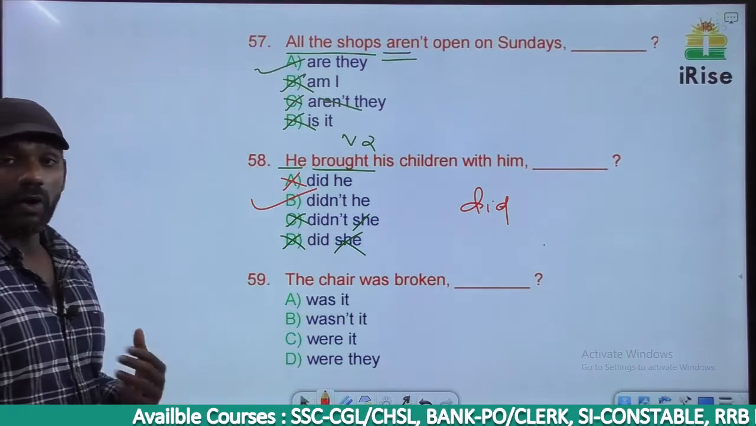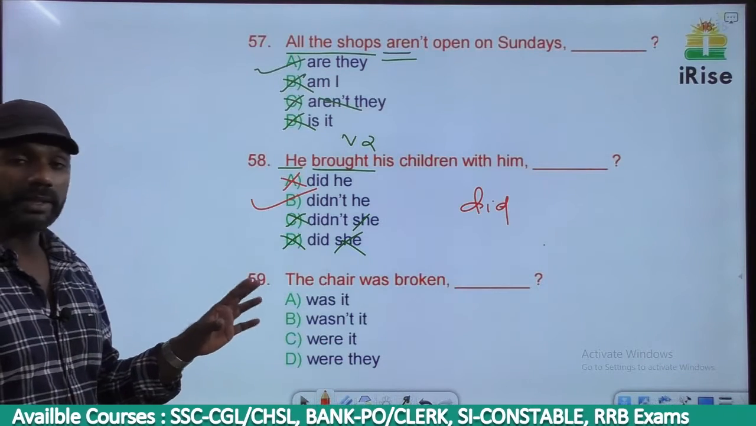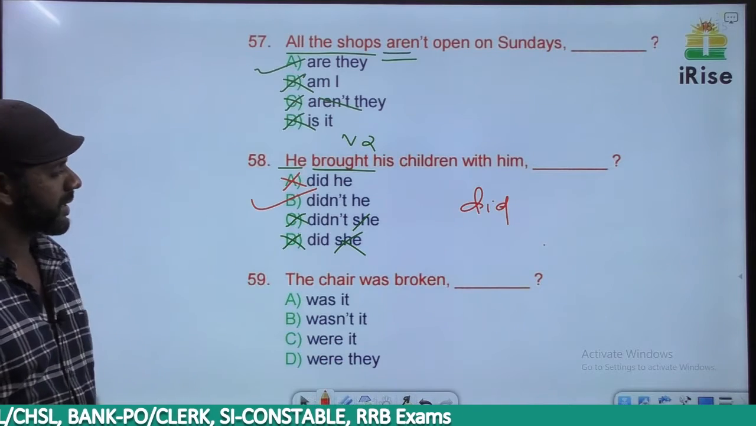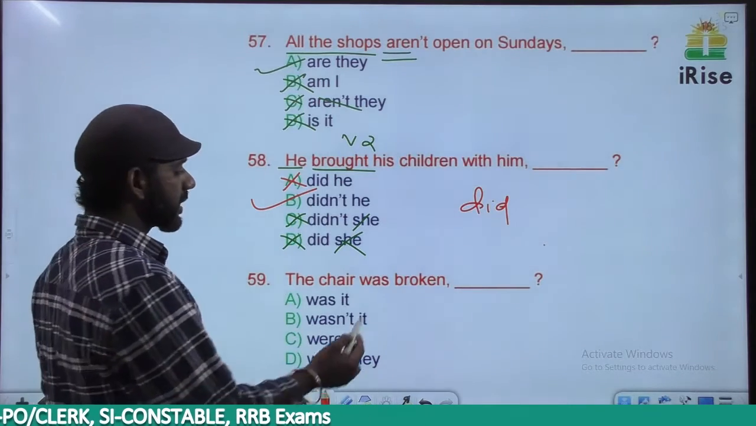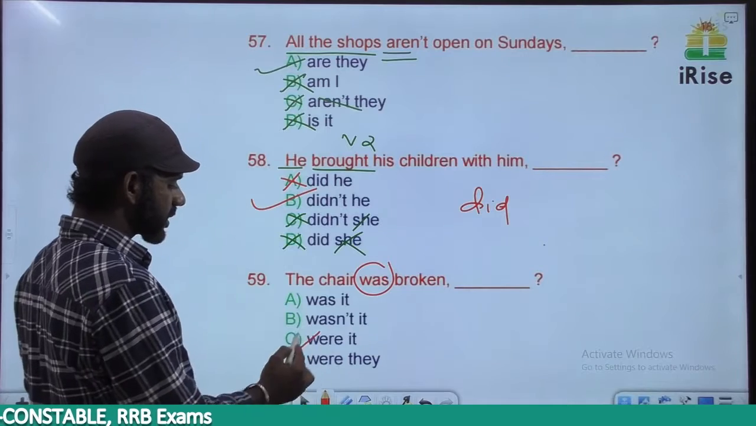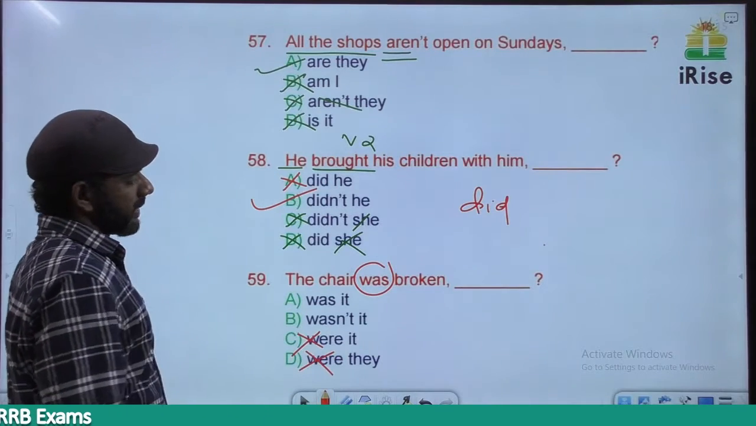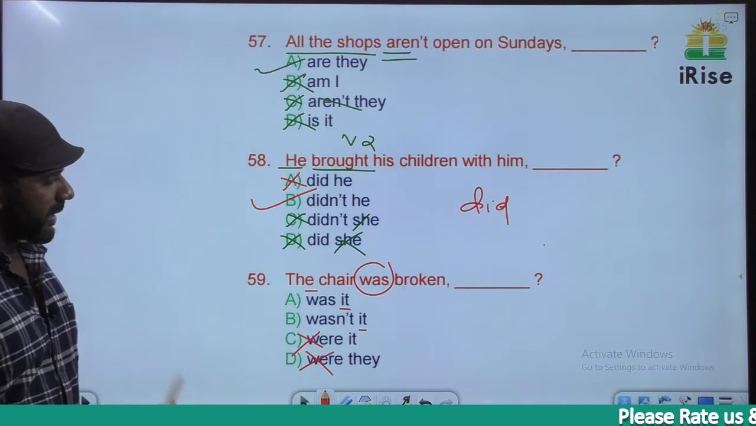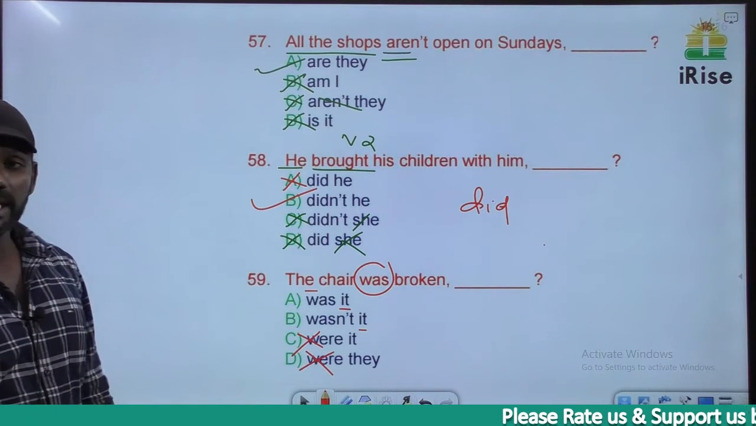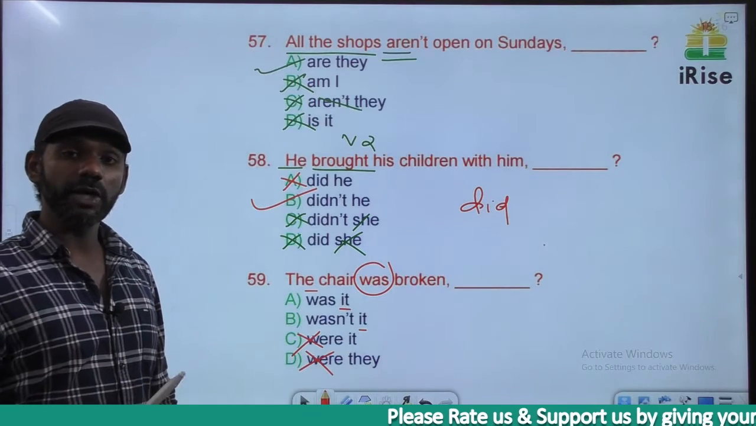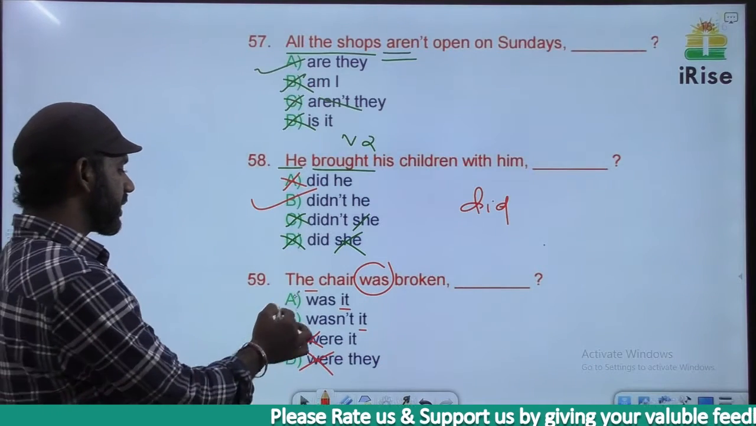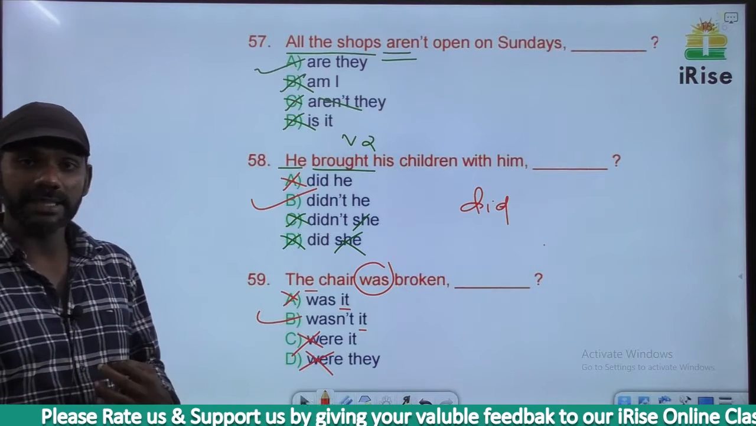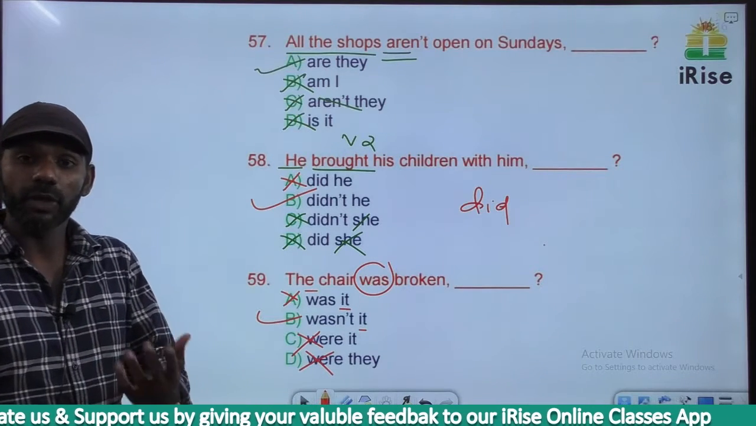The chair was broken. Now the noun in the sentence is the chair. It's actually an object because was broken is passive voice. The auxiliary verb here is was, so we need was itself to frame the tag. The chair was broken. It means the chair, a non-living thing. No negative term in the sentence, so in the tag there must be a negative term. Was not, short form is wasn't. A is gone. The answer is B. The chair was broken, wasn't it? That means wasn't it broken? That's the meaning.